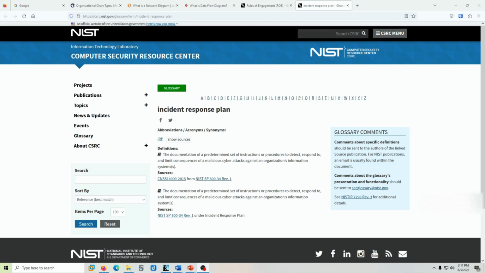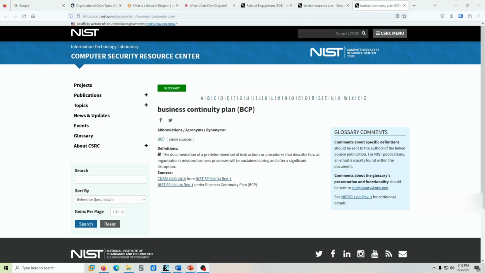Okay, the next item on the list is incident response plan. The documentation of a predetermined set of instructions or procedures to detect, respond to, and limit consequences of a malicious cyber attack against an organization's information systems. So in the event something malicious is going down, you're getting hacked, you're getting DDoSed, what exactly are you going to do? So you kind of be proactive on that and not run around like a chicken with your head cut off, and you have your runbooks and playbooks accordingly, and you take the appropriate action to get on top of this incident.